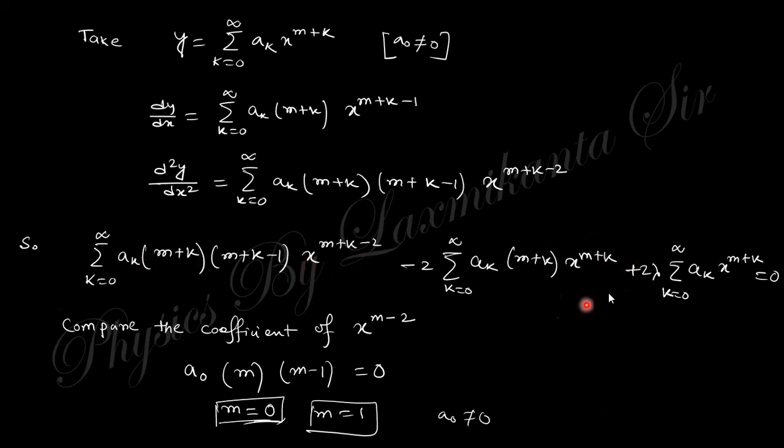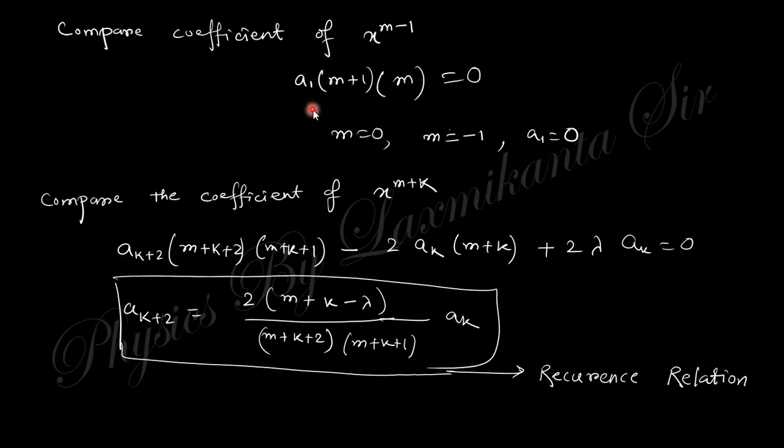Here we did not get any x to the power m minus 1. This is also because you need to put k equal to minus 1, which is not possible. So x to the power m minus 1 arises from the first summation, which is a1 m plus 1 m equals 0, where we get m equal to 0 or m equals to minus 1 or a1 equal to 0.